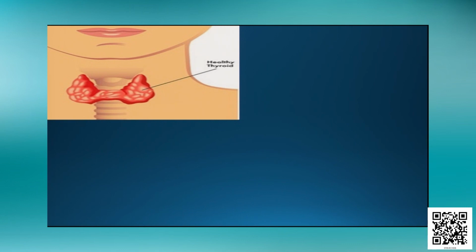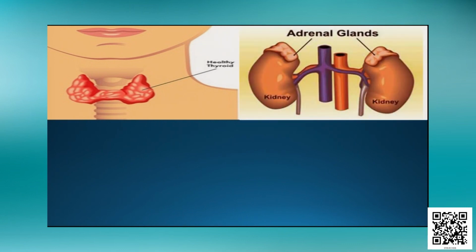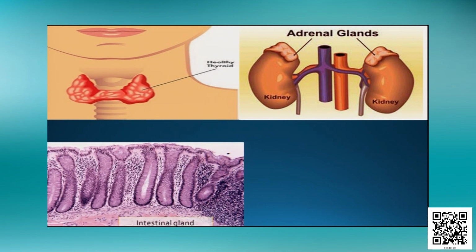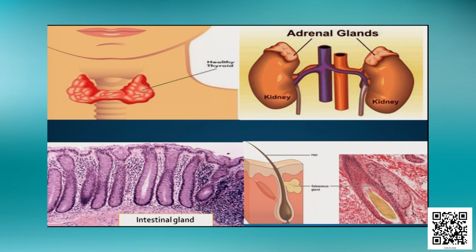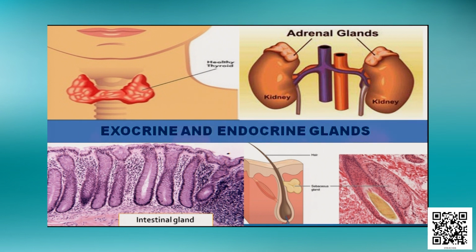Yes, thyroid gland, adrenal gland and intestinal gland and its sebaceous gland. So here the pictures are shown of exocrine glands as well as endocrine glands. Means exocrine glands and endocrine glands both have glandular epithelial tissue.